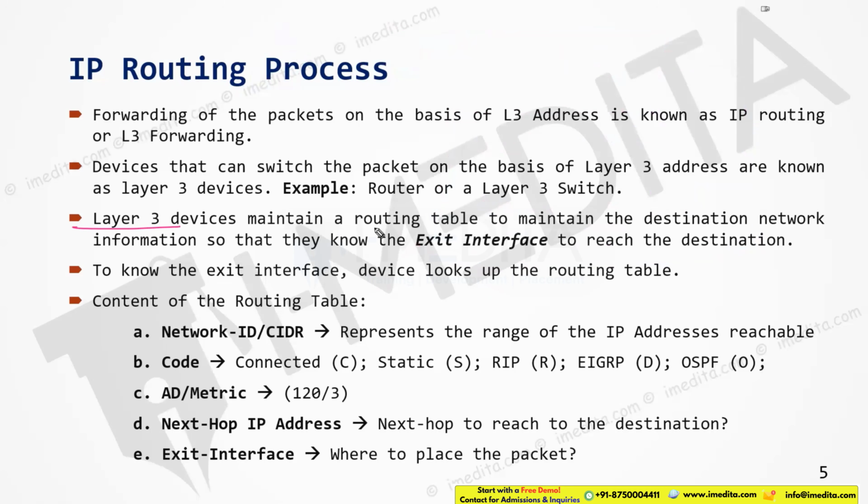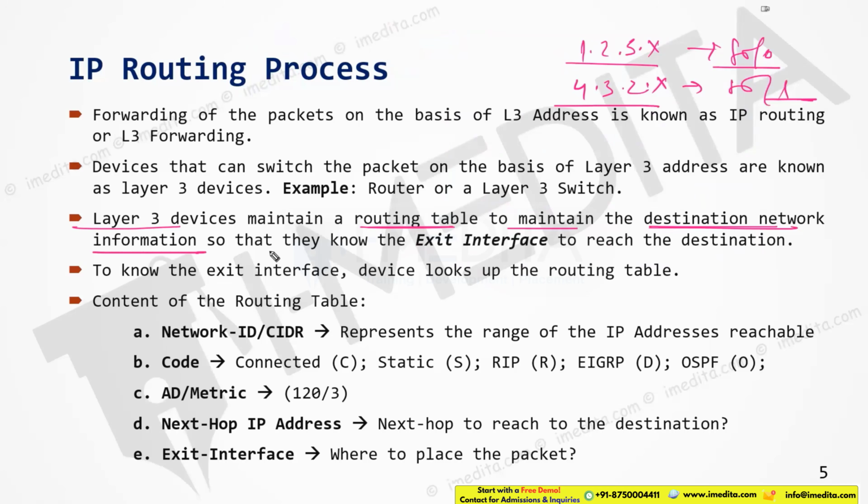Layer 3 devices maintain a table called the routing table. In that table, they maintain the information about the destination network: if I have to go to this destination network, then I have to forward the packet out of the interface 0/0. If I have to go to this other destination network, then I have to forward the packet out of the interface 0/1. They maintain that information in a table format, which is what they refer to as the routing table.